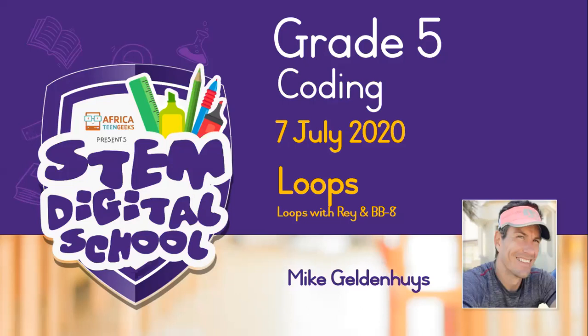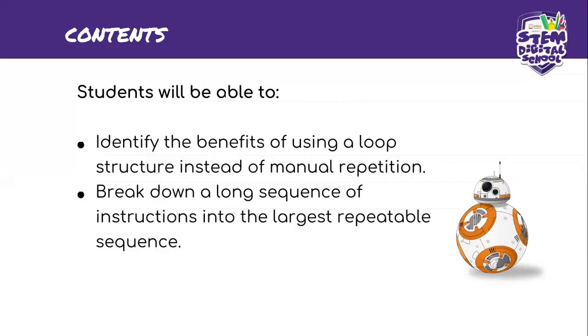Okay, so I'd like us to quickly, that jumped quite a bit. There we go. Our objectives for today is to identify the benefits of using loops, the loop structure, instead of manual repetition. So instead of using things over and over again, I want us to see the benefit in using a loop, because not only does it make our code shorter, it also keeps it nice and tidy, and it's easier for us to manage.